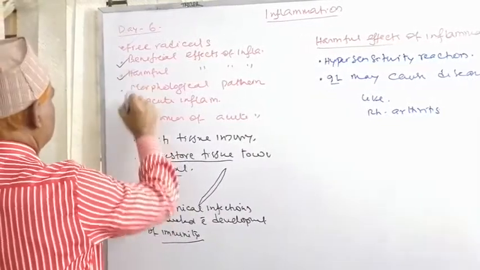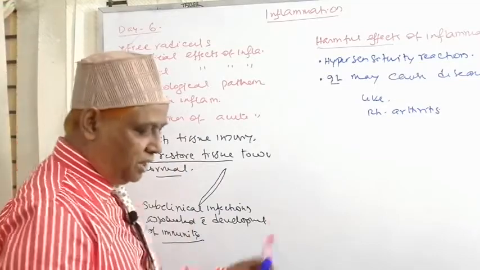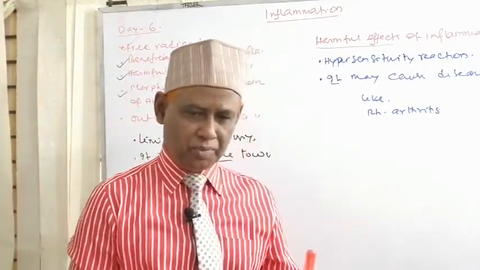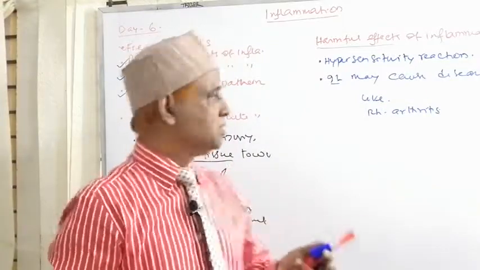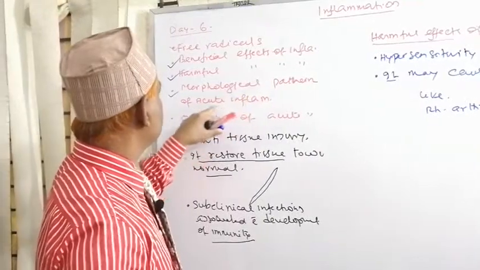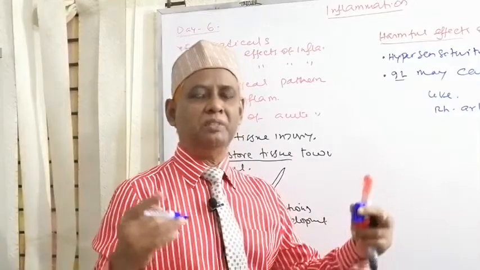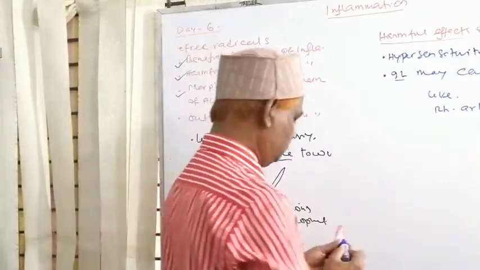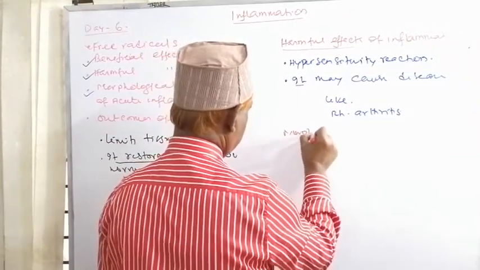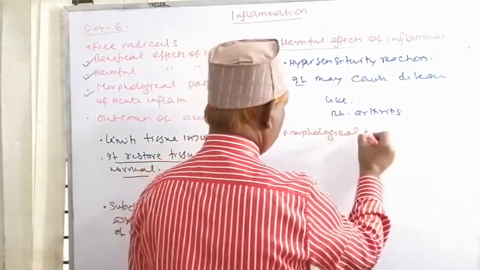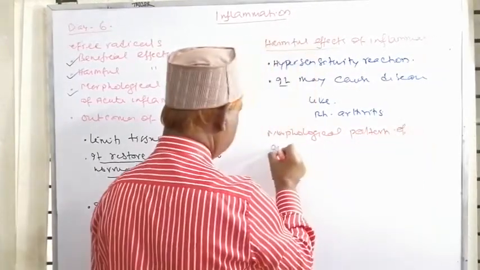Now come to morphological pattern of acute inflammation. We know acute inflammation is short-lived, sudden onset, and it is exudative in nature. So what are the morphological pattern or morphological variants of acute inflammation? Whatever is the site of acute inflammation, there are some morphological patterns. What are those? Morphological pattern of acute inflammation.